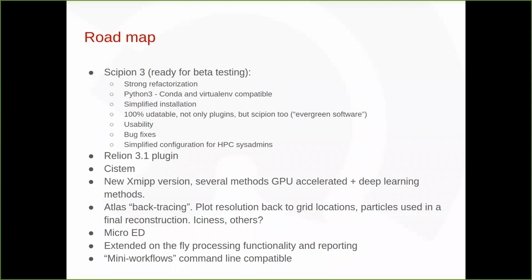They've been working on accelerating several methods of Xmipp with GPU and some deep learning stuff as well. Probably there will be an atlas to backtrace your particles or whatever the outcome of your processing is, you can backtrace that information to the atlas and maybe come up with some conclusion or improve your acquisition later.